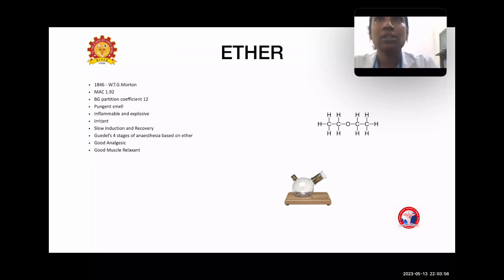Based on ether, the classical anesthesia was classified, the staging of anesthesia, by Arthur Guedel. We have 4 stages, and with these 4 stages we start the anesthesia. The 4th stage is the end. It is nothing but the surgical plane, and if a larger amount of anesthetic agent enters, it will lead to the termination of life. So Guedel's staging was classified based on ether. Ether is also a good analgesic agent, and it has muscle relaxant property.